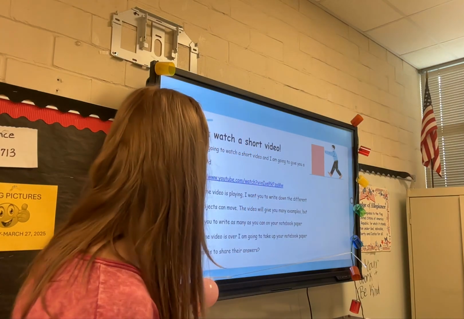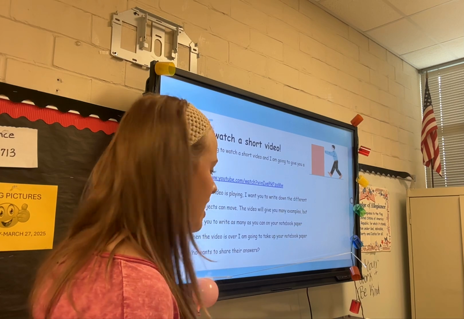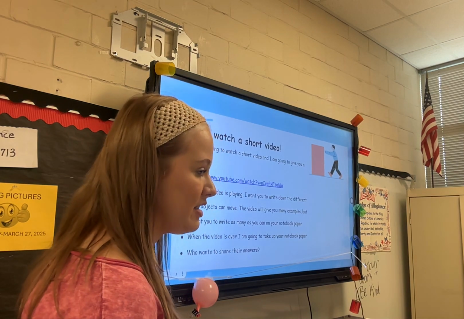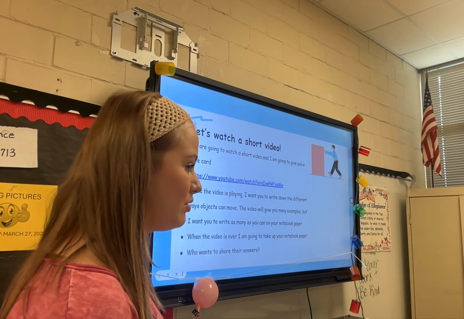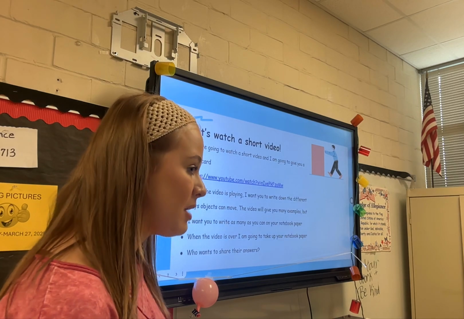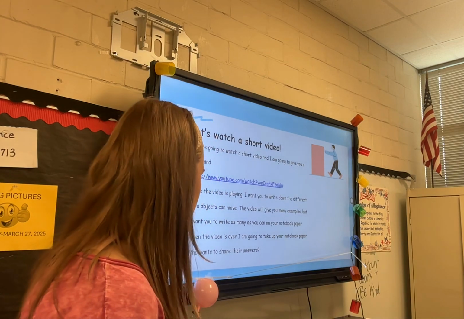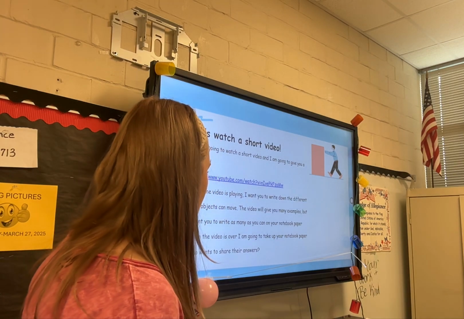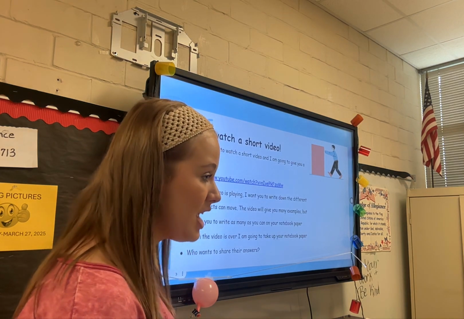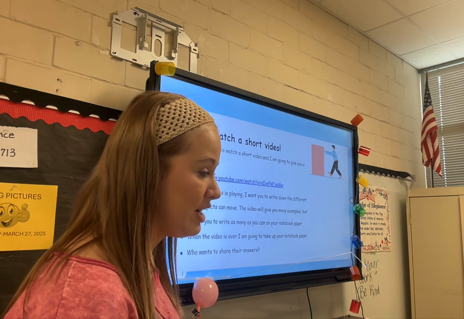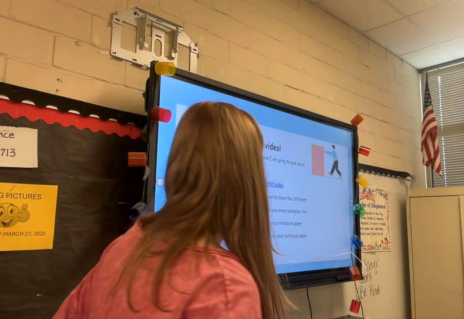Alright, this is what I want you to do. While the video is playing, I want you to write down the different ways that objects can move. The video is going to give you a lot of examples. So when the video talks about those examples, I want you to write down as many as you can. When the video is over, I'm going to take up your notebook paper. So before the video is over, you need to write down some examples, correct? Okay.